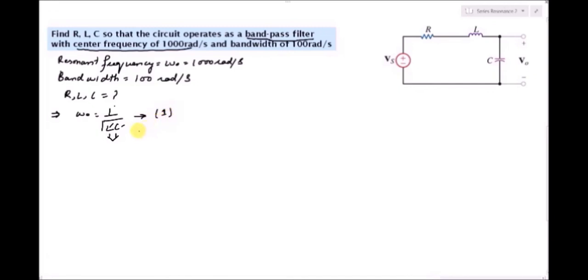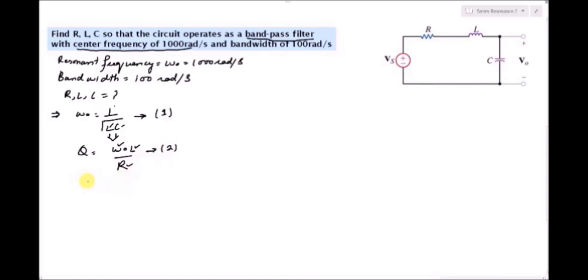Then there is another formula for quality factor, Q, which is omega naught L over R. We know the value of resonant frequency, but we don't know the circuit elements again. We don't know the value of inductance, we don't know the value of resistor. So this is equation number 2. We cannot use this equation as well.